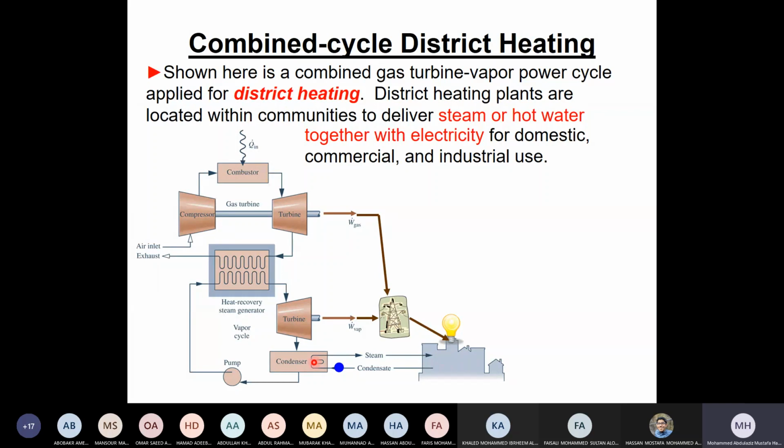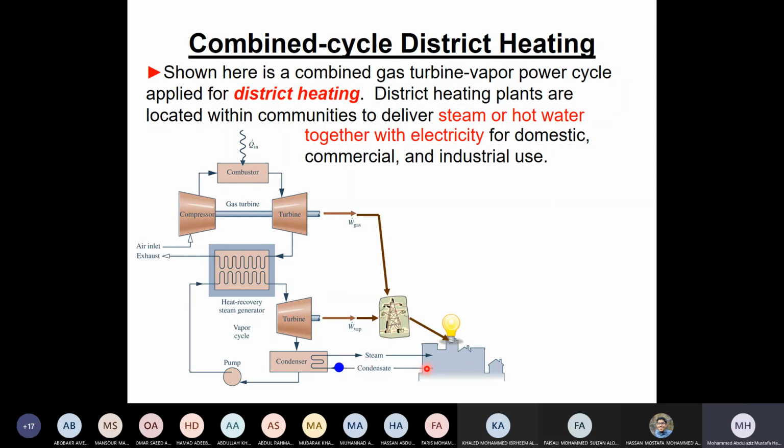So we use steam, we use heat to heat the building, and we use the electrical energy to have light in the building. So this is what we call a combined gas turbine vapor power cycle cogeneration plant. This is the combined cycle, it gives you more power.